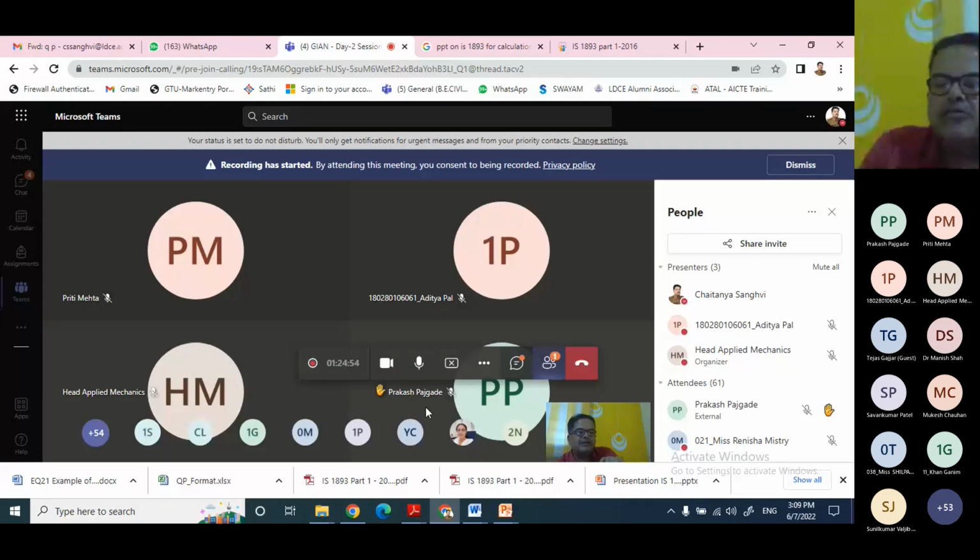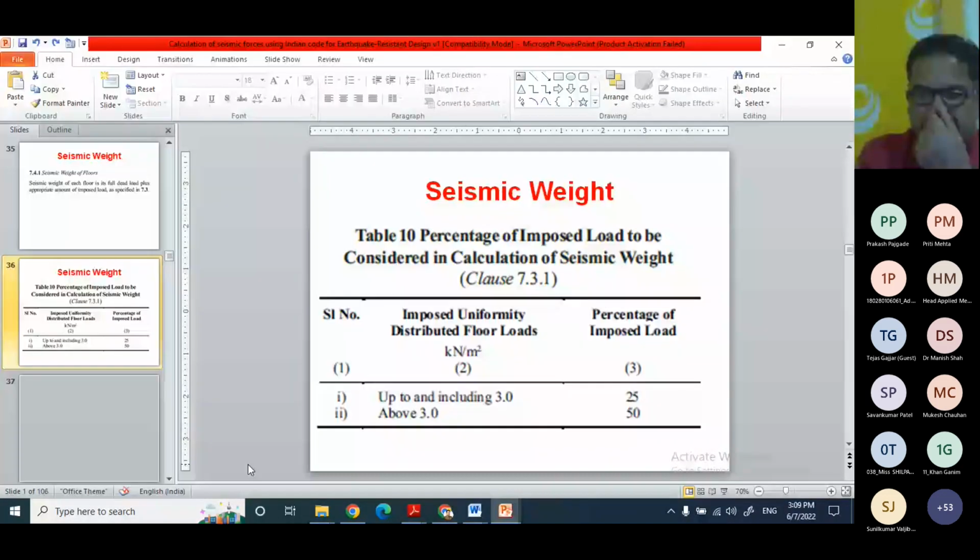Now this friction, we assume its maximum value is 0.5, right? And therefore, when it shakes, the inertial force of that furniture is not going to transfer to the floor, and therefore we are taking reduced live load, right? So that is the reason we are considering the 50% or 25%. It depends on the intensity of the live load, right?